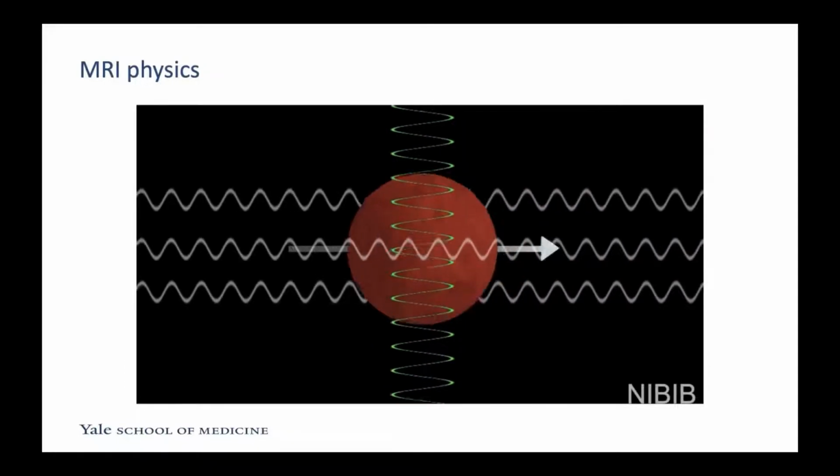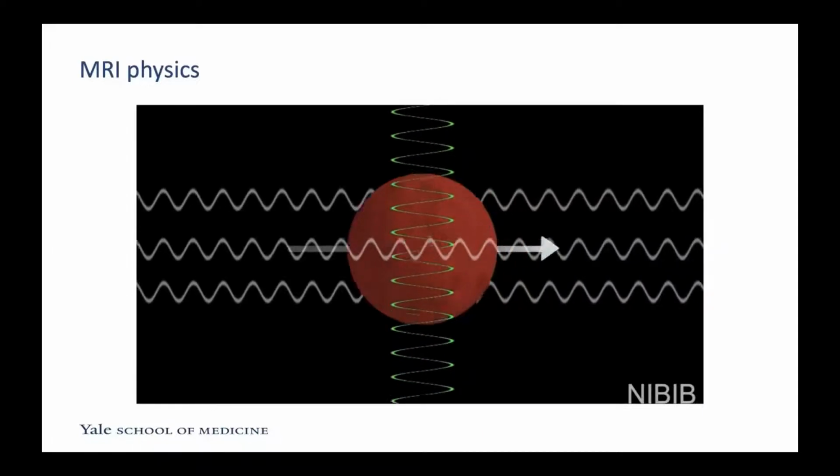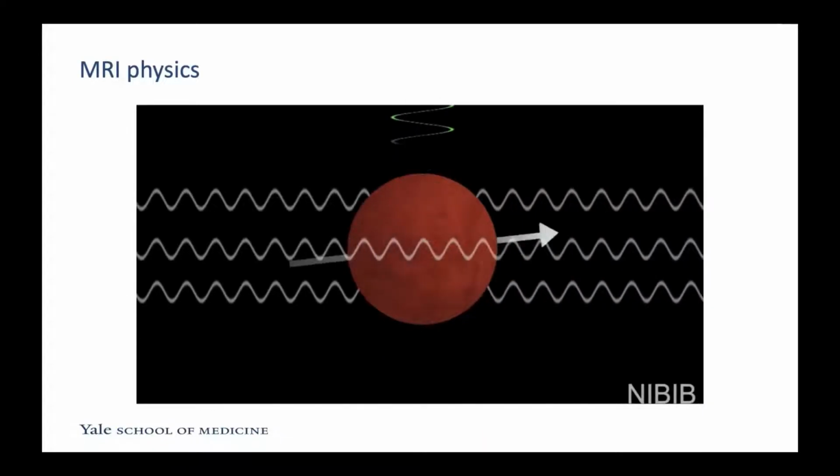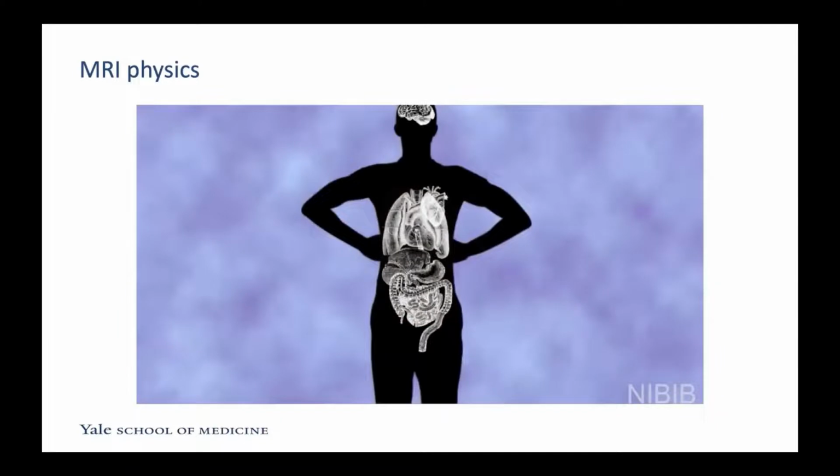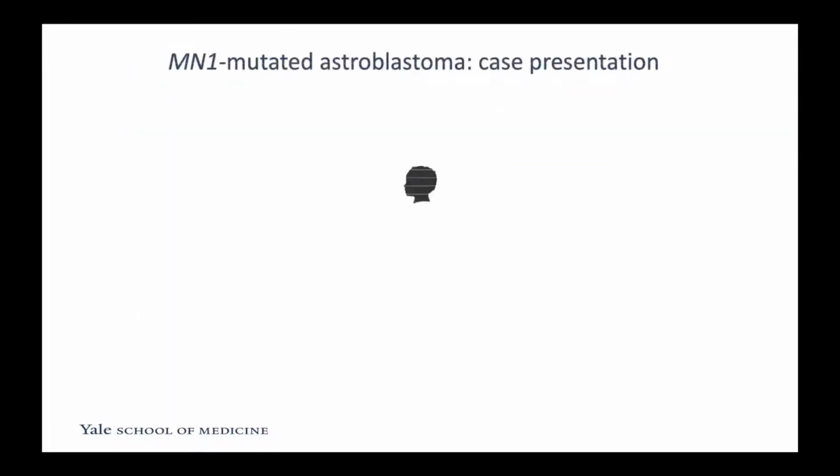If I remove these radio frequency pulses, these protons will go back to their initial alignment, and they will release some energy while moving to the initial alignment. This energy and the time it takes for tissues to release this energy is measured by a machine, which understands the morphology of tissues thanks to this release of energy. So this is a very basic physics to understand the different sequences that we're going to see in just a few seconds. So we're going to talk about this MN1 mutated astroblastoma, which presented in a healthy 9-year-old girl. It is a very particular tumor. It is very rare, and we're going to see what are the peculiarities of this case report and of the case of this young girl, which is very, very peculiar.